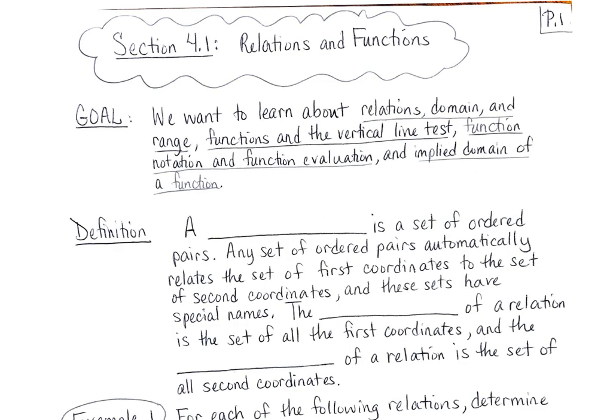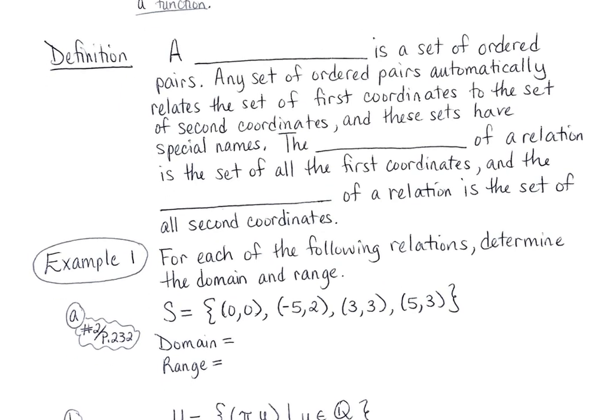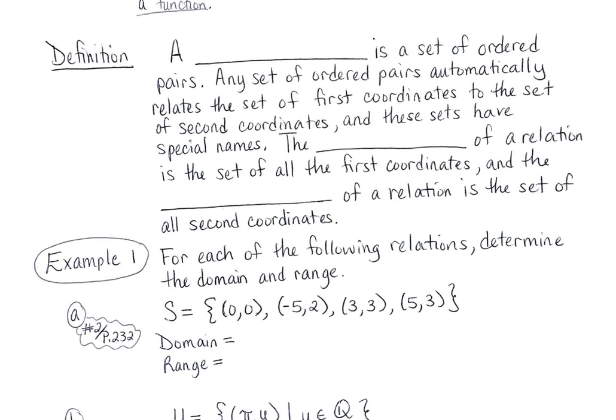Okay, so let's start out with a definition. A relation is a set of ordered pairs. Are we good on what ordered pairs are? What does an ordered pair look like? Parentheses, 0, 2, close parentheses. That's an example of an ordered pair. So a relation is a set of ordered pairs, meaning there's more than one ordered pair in that set.